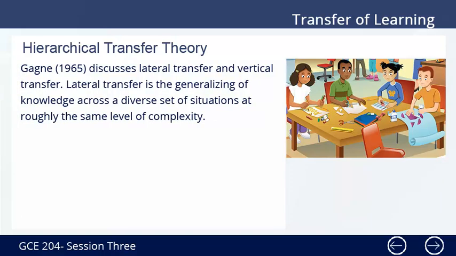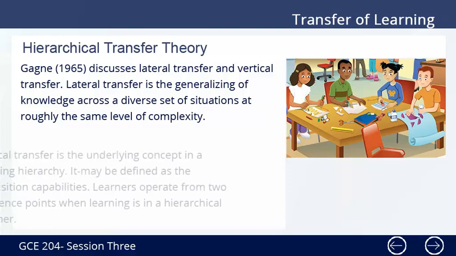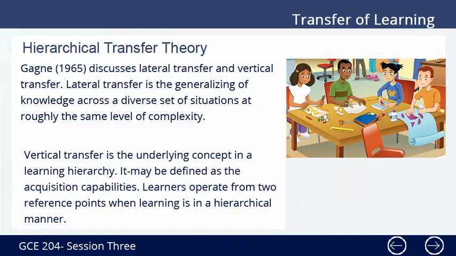Hierarchical transfer theory. Gagne, 1965, discusses lateral transfer and vertical transfer. Lateral transfer is the generalizing of knowledge across a diverse set of situations at roughly the same level of complexity. Vertical transfer is the underlying concept in a learning hierarchy. It may be defined as the acquisition of capabilities. Learners operate from two reference points when learning is in a hierarchical manner.